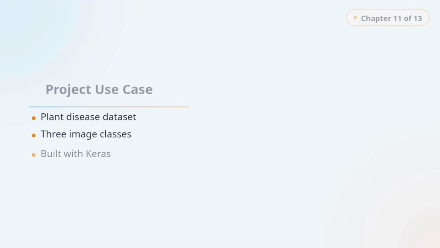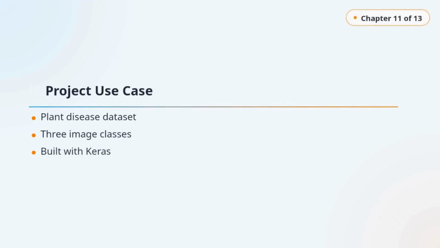In the article's practical example, the CNN is built from scratch using Keras for plant disease recognition. The dataset contains 530 images split into training, testing, and validation sets. The three classes are healthy, rust, and powdery, which represent different plant conditions.